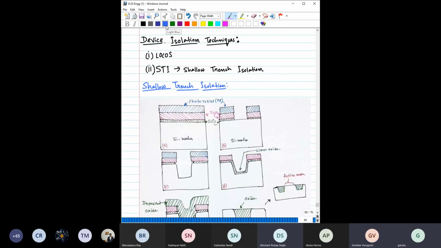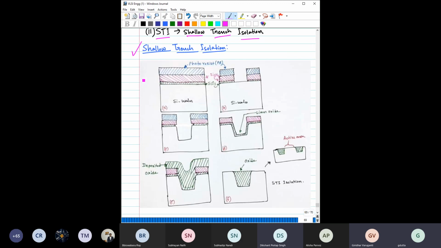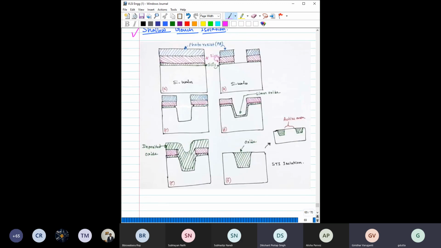Now to further discuss device isolation techniques, so far we have discussed LOCOS, which is already over. There is one more recent technique called STI, or shallow trench isolation. Now we are focusing on shallow trench isolation. So what is this shallow trench isolation process?